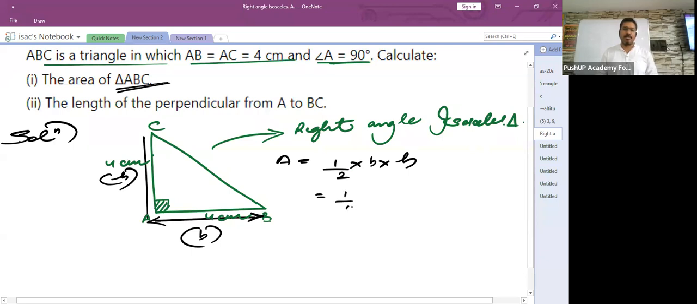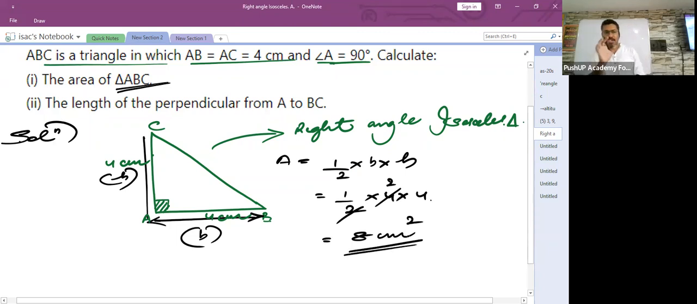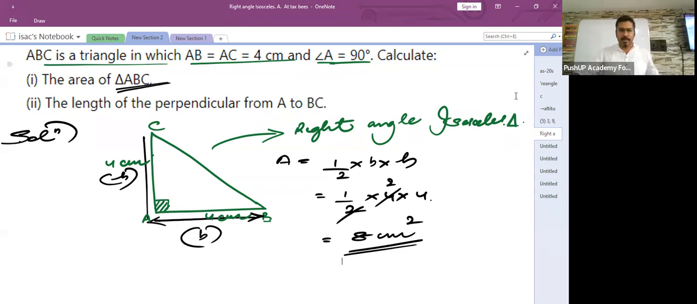So easy question to solve. So 1/2 into what is the base? 4. Height 4. So 2 and 4 cancel. 2 into 4 is equal to what? 8. So 8 centimeter square is the area of this triangle. Make sense? Ronnie, is it clear? Sarah? Any doubts? No. 8 centimeter square. All right. Very good. Pooja, Animesh.